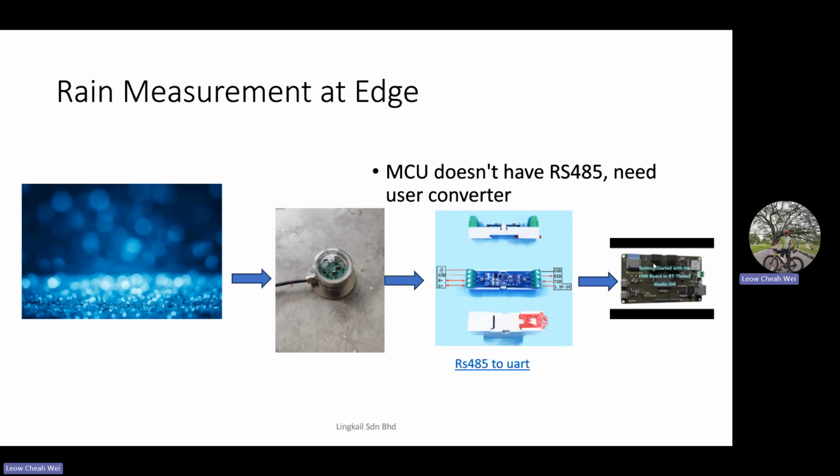Although the HMI board, in my case, has other buses like CAN bus, it doesn't really have RS485. So I got to use an external RS485 to UART conversion to bring the signal from the optical rain sensor onto the HMI board.